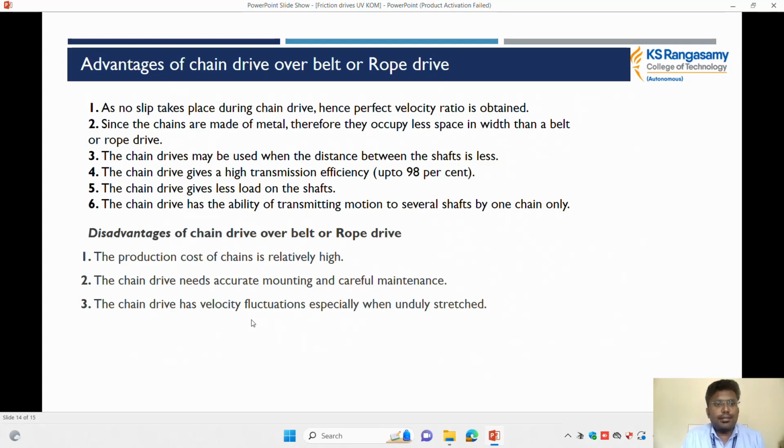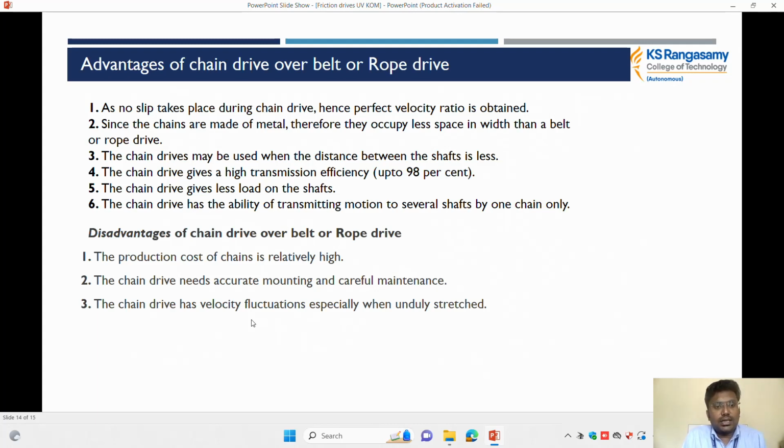No slip takes place during chain drive. This is a major advantage. A perfect velocity ratio is obtained. Since the chains are made of metal, they occupy less space than the width of the belt. The chain drive also has a high transmission efficiency of up to 98 percent. Since you avoid the slip, the power transmitted will also be high. So that is the point.